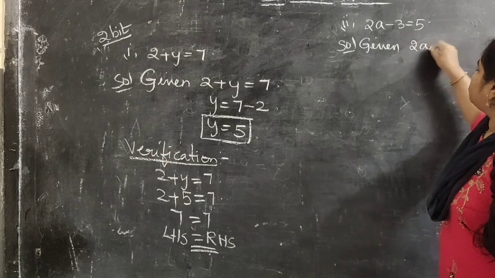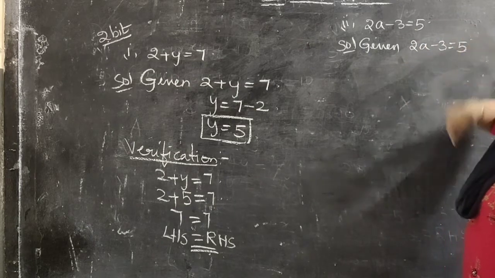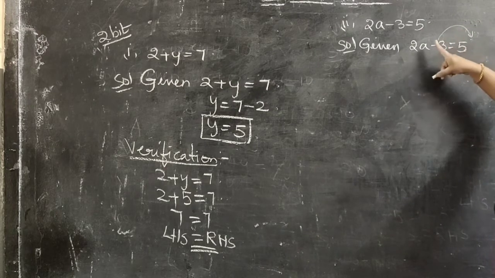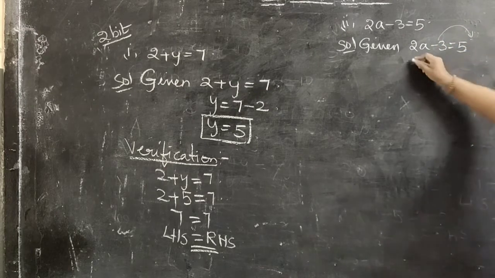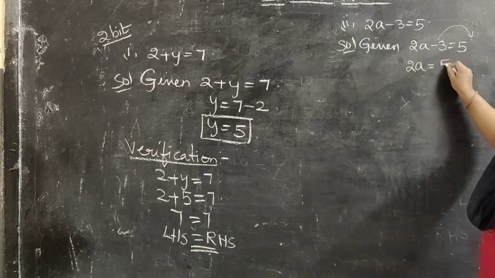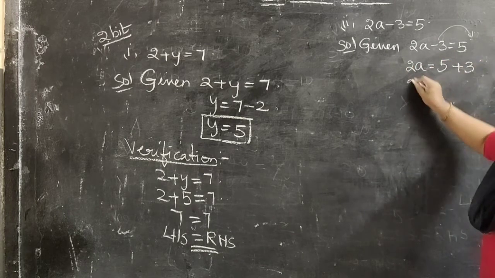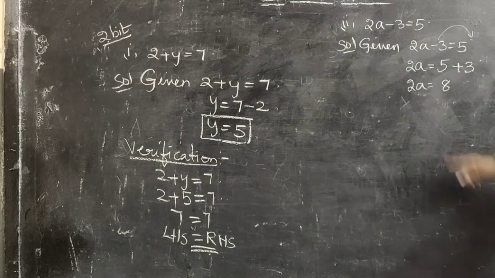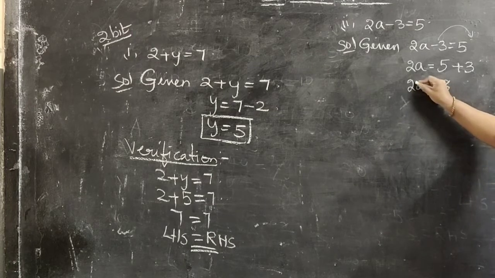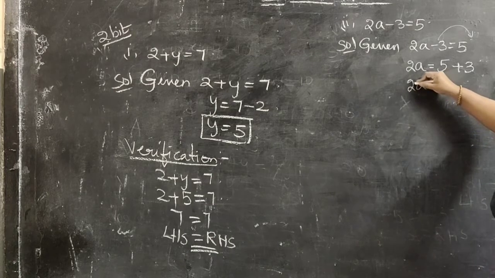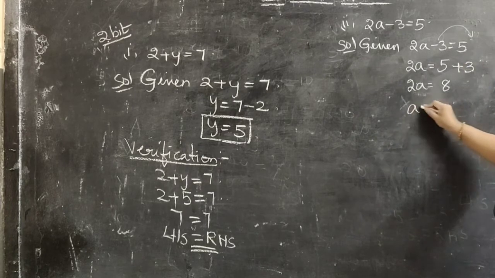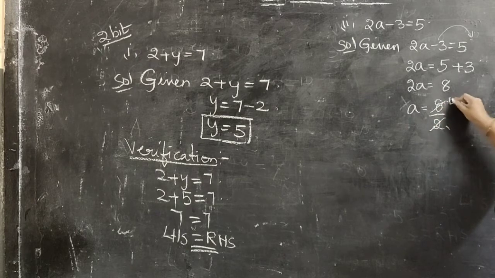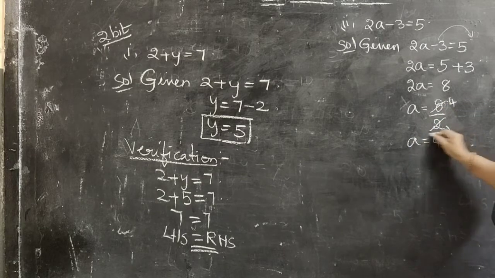Given 2a minus 3 is equal to 5. So which value am I transposing? Minus 3 I am transposing. If you transpose minus to the other side, that will be plus. So 2a is equal to 5 plus 3. 2a is equal to 8, 5 plus 3 is 8. Now what is the relation of 2 and 8 here? That is multiplication. So if you transpose this multiplication, that will be converted into division. So a is equal to 8 by 2. 2 fours are 8. So the a value you got is 4.